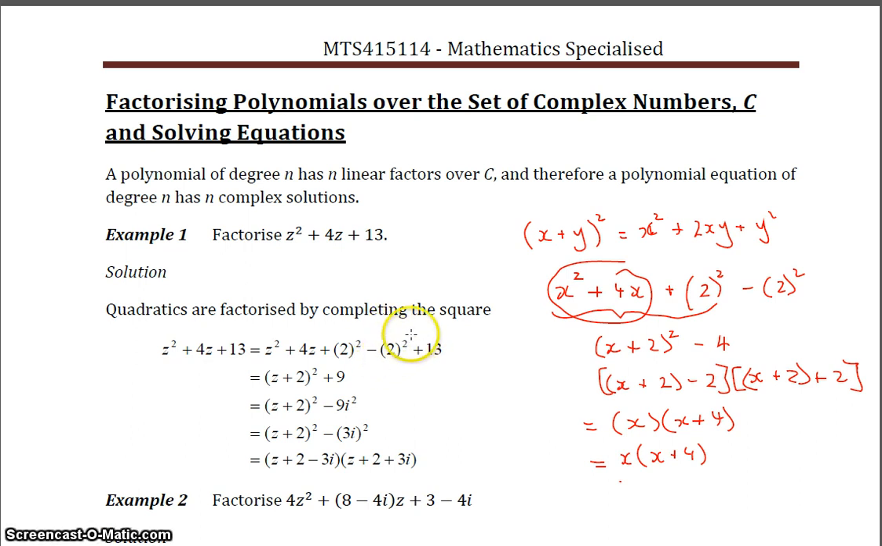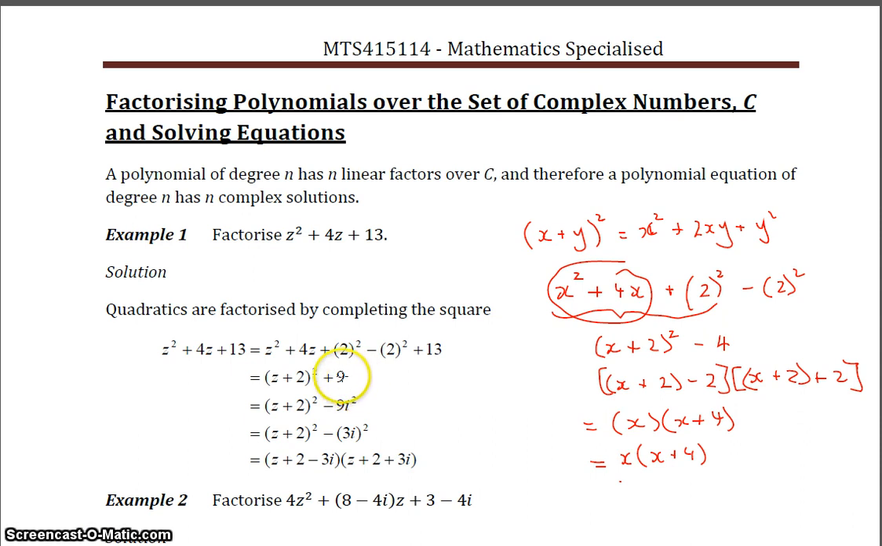So minus 2 squared is minus 4, plus 13 is plus 9. Now you'll notice that what we've got here is not a difference of 2 squares, it's a sum of 2 squares. And so you can't factorise like we did here because it was minus. So what we're going to do is change our plus 9 to incorporate a complex number or imaginary number.